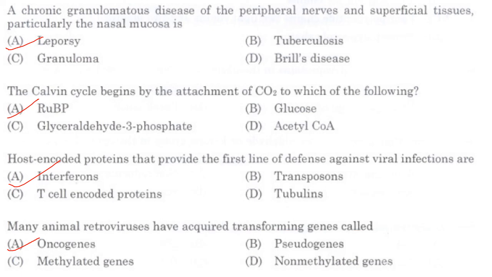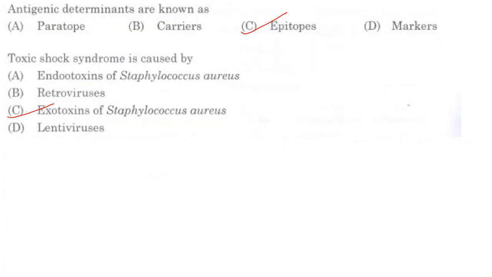Host encoded proteins that provide the first line of defense against viral infections are called interferons. Answer is option A. Many animal retroviruses have acquired transforming genes called oncogenes. This is also a repeated question. Answer is option A. Antigenic determinants are known as epitopes. This is also a repeated question, and I have discussed it in the previous year question paper, so you can refer to that.